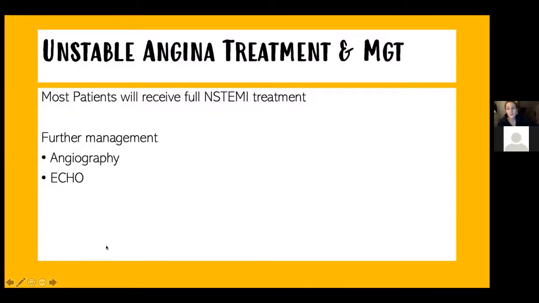But whilst we're waiting for the biomarkers to come back, you do find a lot of these patients could end up being treated as an NSTEMI. But this is more what you see in practice, not exam style questions. And then these patients would end up being referred to cardiology, they'd have an echo, and they'd have angiography to assess their heart function and the function of the vessels.